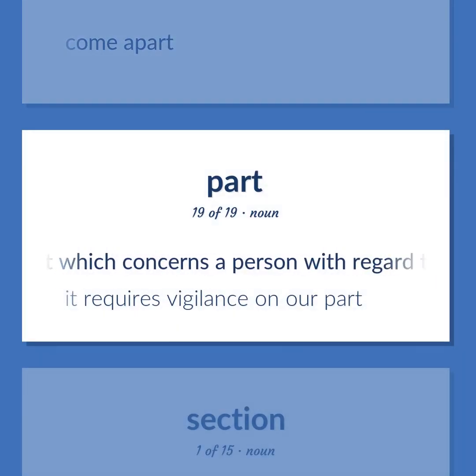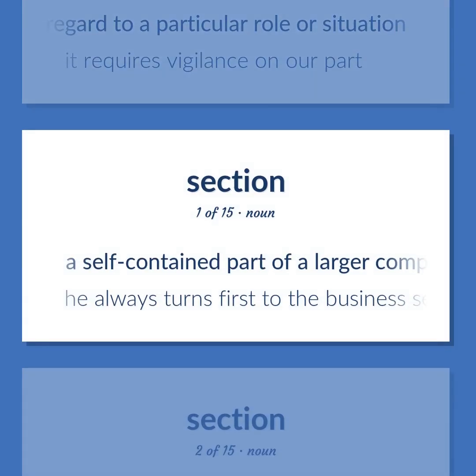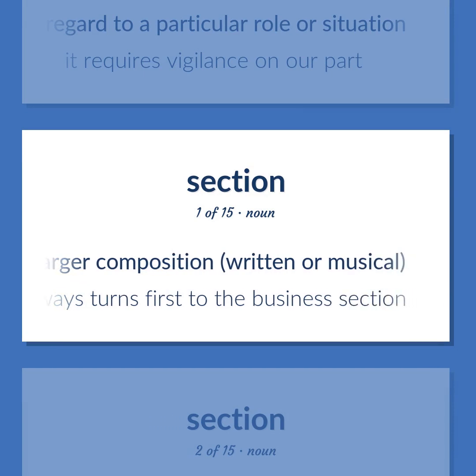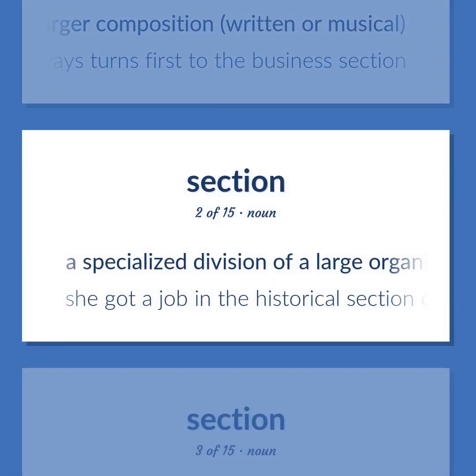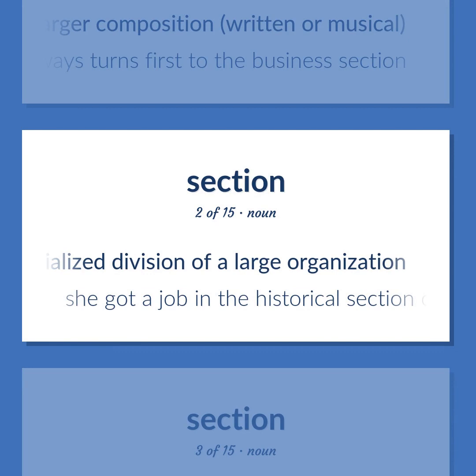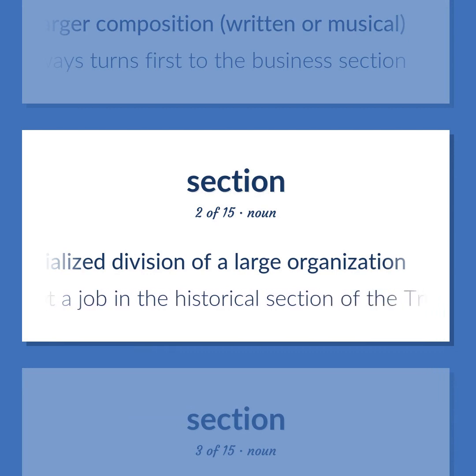That which concerns a person with regard to a particular role or situation. It requires vigilance on our part. A self-contained part of a larger composition, written or musical. He always turns first to the business section. A specialized division of a large organization. She got a job in the historical section of the Treasury.